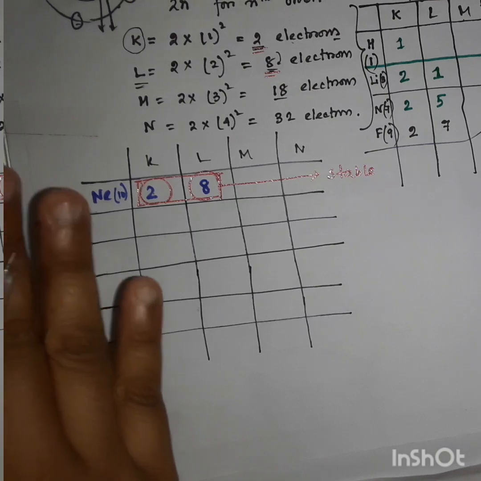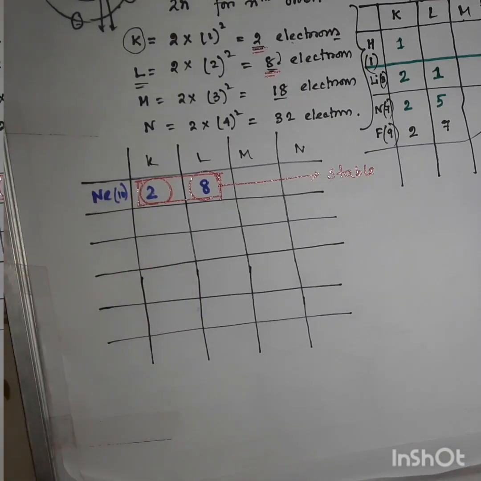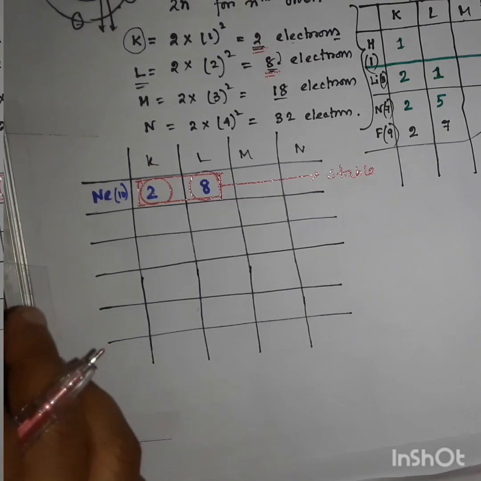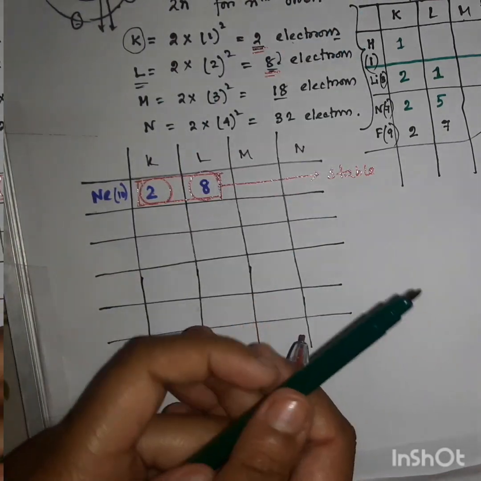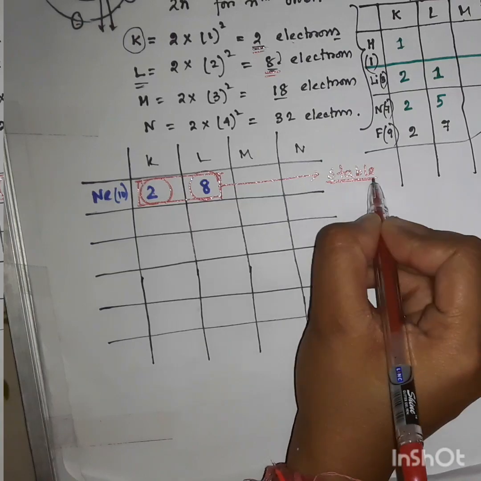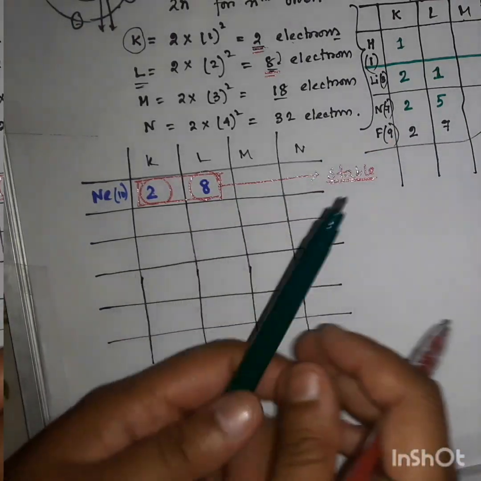Rather, you have to remember one thing: all the inert gases or noble gases, probably you know that neon is a noble gas, show this stable or fulfilled electronic configuration.